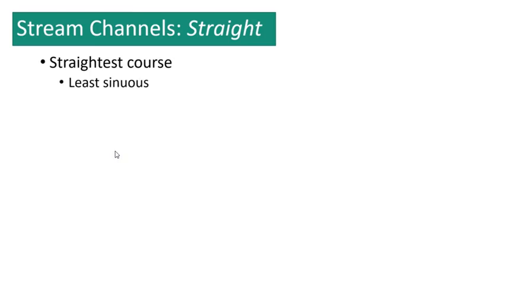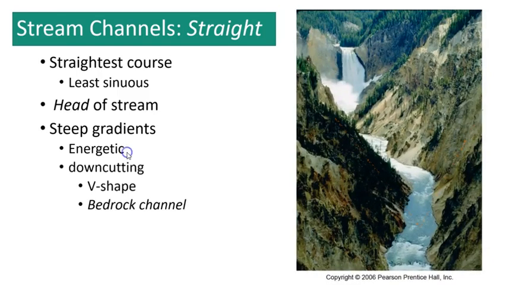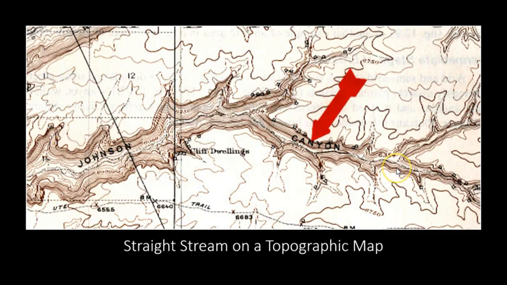They are typically found in the mountains near the head of the stream profile, where gradients are the steepest, and they flow with the greatest kinetic energy. This results in downward erosion called downcutting, and the development of steep-sided, V-shaped valleys in stream beds with exposed bedrock. Any alluvium will be immature, heterogeneous, coarse-grained, and angular. On topographic maps, straight streams will show a straightish path and will sit at the bottom of narrow, steep-sided valleys.